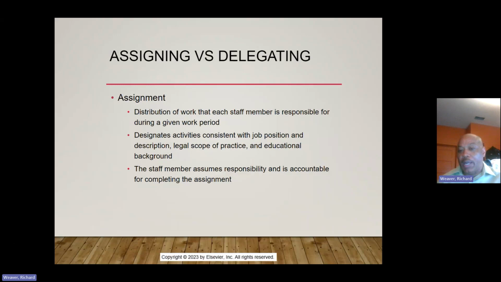Also, the training and educational background is all a part of this, being able to assign a task safely. The staff member also assumes responsibility and is accountable for completing the assignment that has been given to them as well.